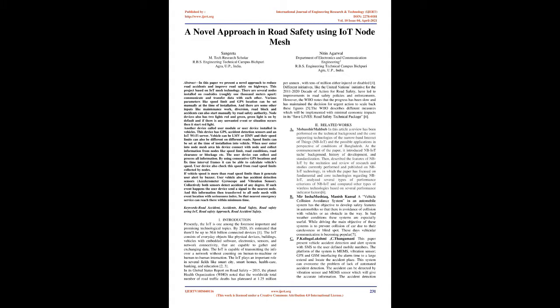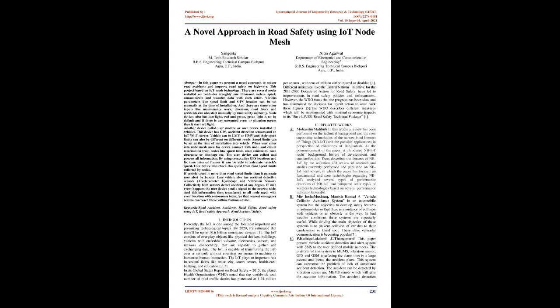There are several nodes installed on roadsides, roughly 1,000 meters apart, that communicate and transfer data with each other. Various parameters like speed limit and GPS location can be set manually at the time of installation. Other inputs like maintenance work, diversion, roadblock, and accidents can also be set manually by the road safety authority. Node devices also have two lights, red and green.